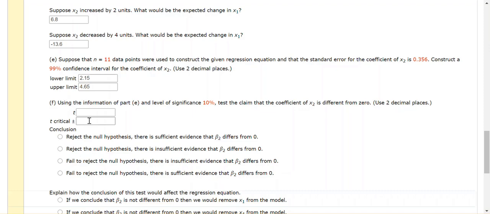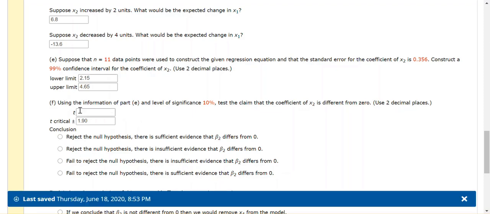And from my chart, and a 10%, so I'm looking for 0.90, and I go down to 7, and I get 1.895. They want us to round that to 2 decimal places, so I have to do 1.90 for 2 decimal places. So that's the critical t, plus or minus. And then there's this t statistic. Well, how do we find that?